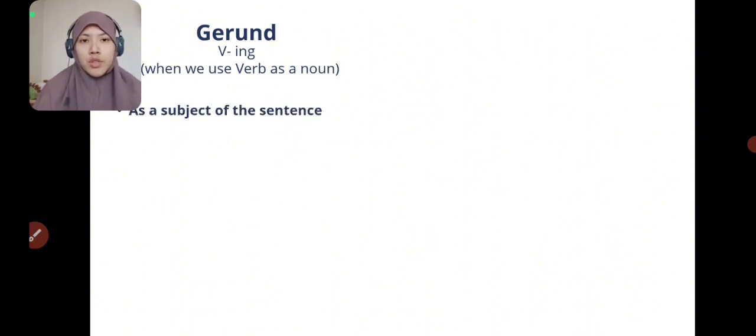So we can put gerund as a subject of the sentence. For example, swimming is good for your health. Is acts as a verb. Is a to be, right? And swim is also a verb. So here we need to change swim into a noun. How? By transforming it to gerund by adding suffix ing.